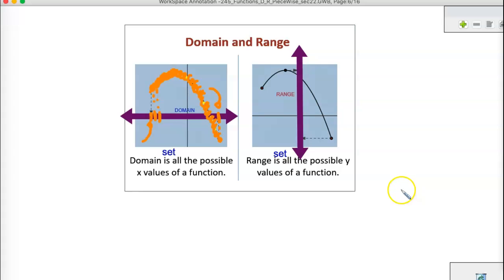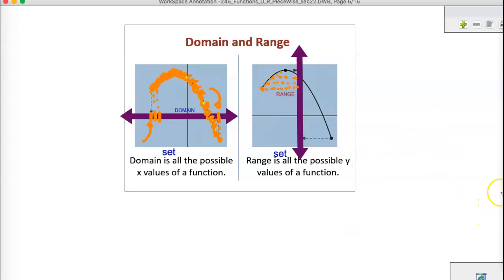And if we're dealing with the range, now we're taking this point, and this now trickles to the y-axis. So all of these ordered pairs, what are the y coordinates of that?